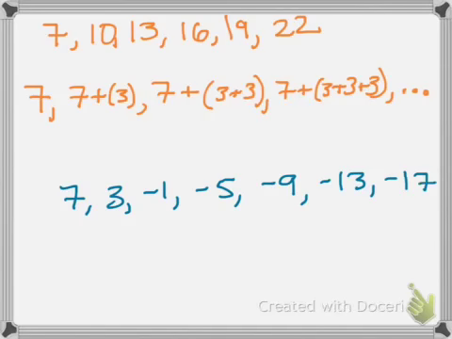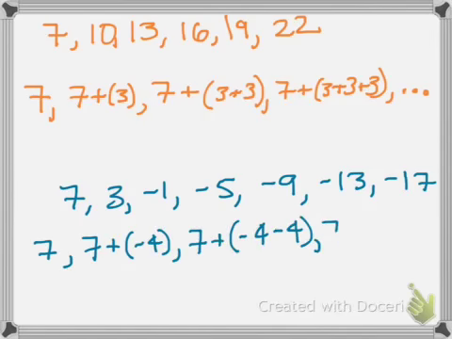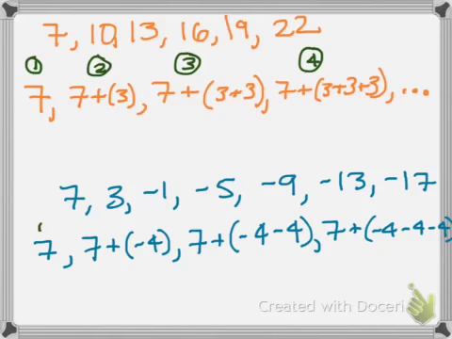Okay, if we look at the next sequence of numbers, the first term is 7. The next term is 7 plus negative 4, then 7 plus negative 4 plus negative 4, 7 plus negative 4 plus negative 4 plus negative 4, and so on. Okay, so the green circled one represents the first term, second term, third term, fourth term, and so on.